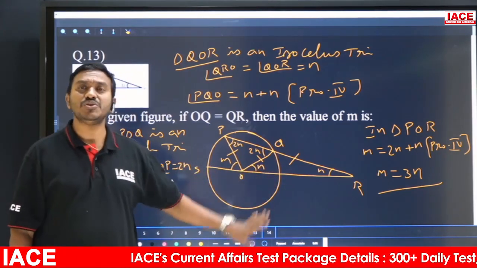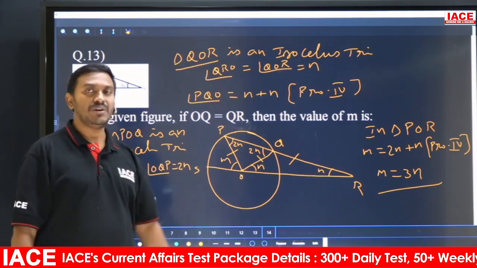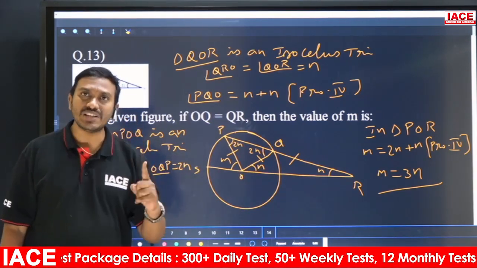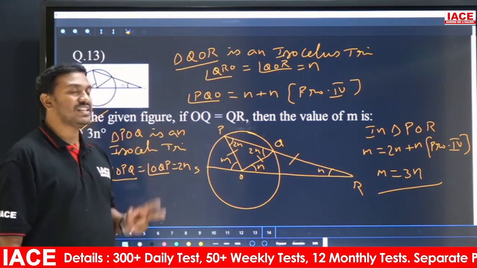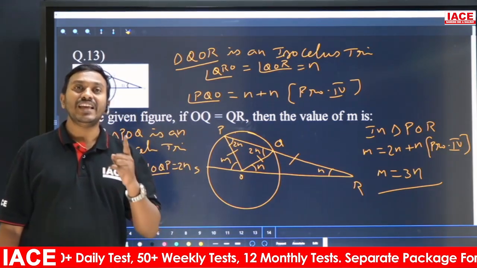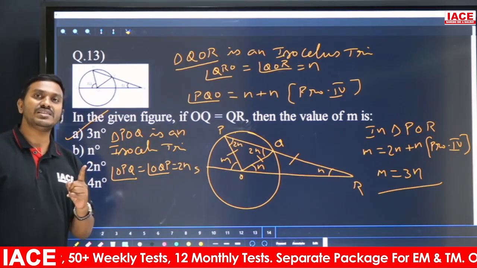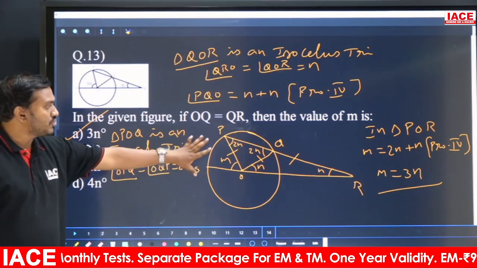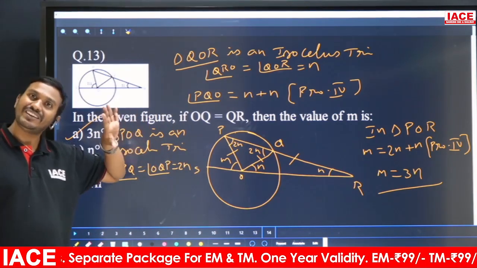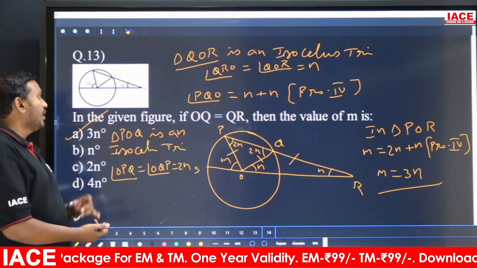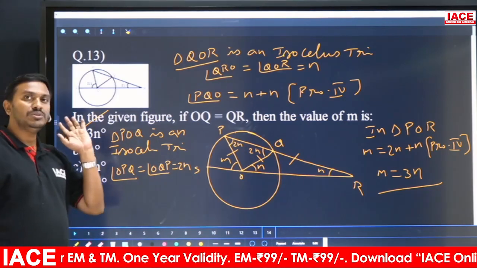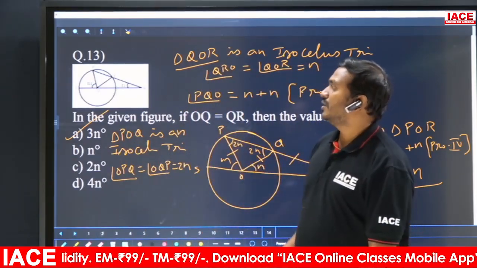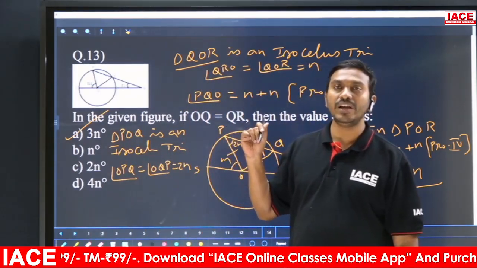Actually, this is a circle question, but in total it belongs to triangle concept properties. Only two properties: one is the isosceles triangle, and the second is property number 4, that the exterior angle is equal to the sum of the opposite interior angles. So the whole question belongs to triangles. Right, so M equals 3n. So these are the questions related to this SSC HSL pure maths. Okay, right. Thank you.